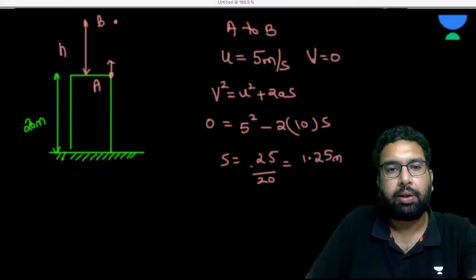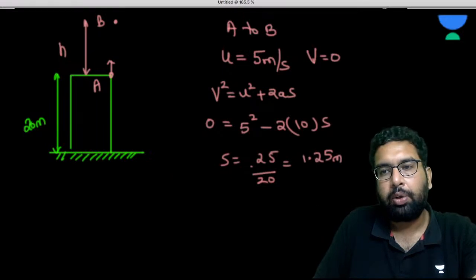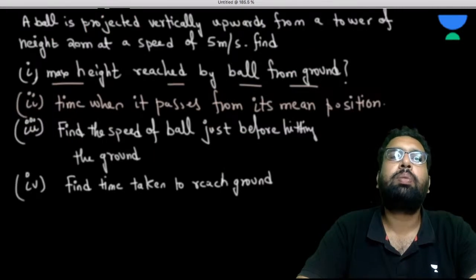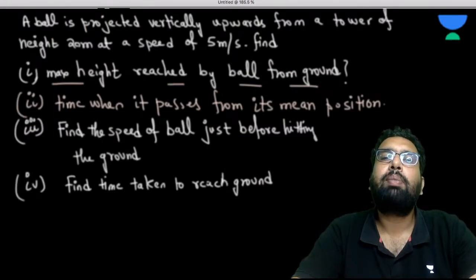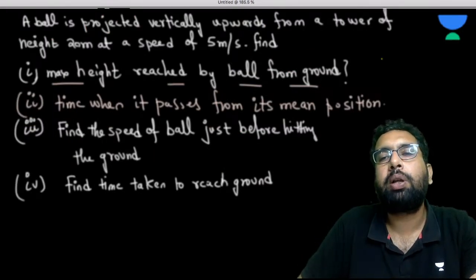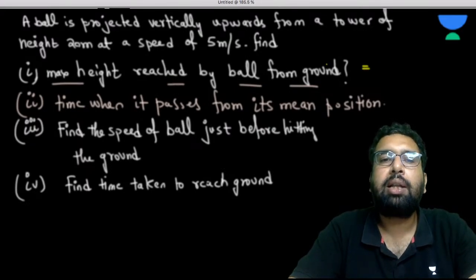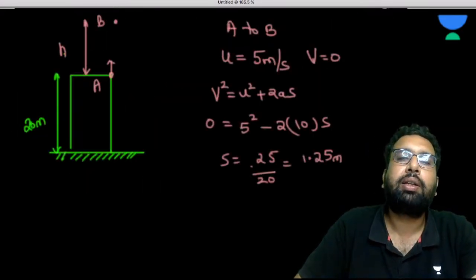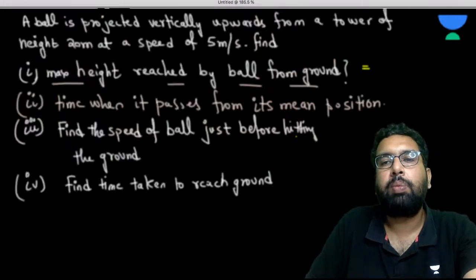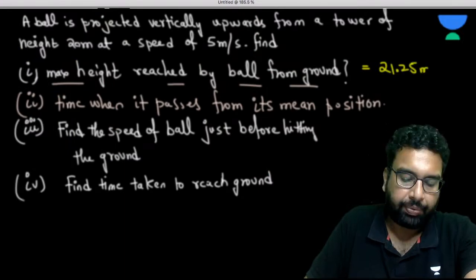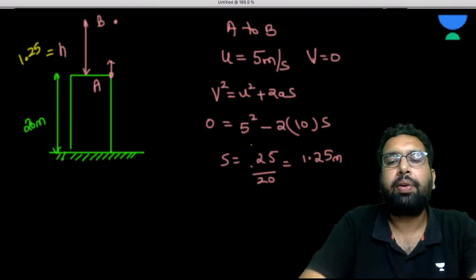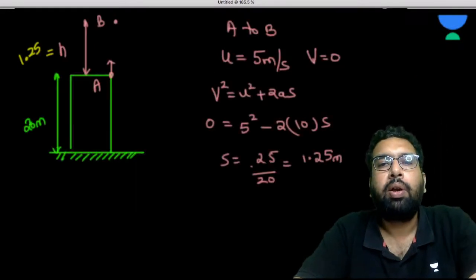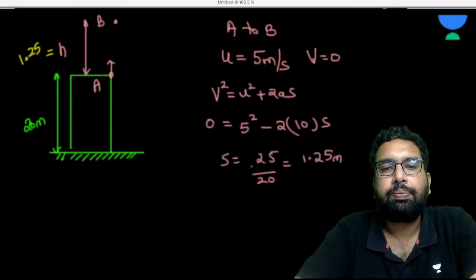1.25 meter, isn't it? Yes, sir, absolutely. So now in the first case, what is asked? In the first part, it is asked, what is the maximum height reached by the ball from the ground? So 20 is the height of the tower, and this is 1.25. So it is going to be 21.25 meter, right? I hope this is fine to everyone. Right, 21.25. Now we are moving ahead.